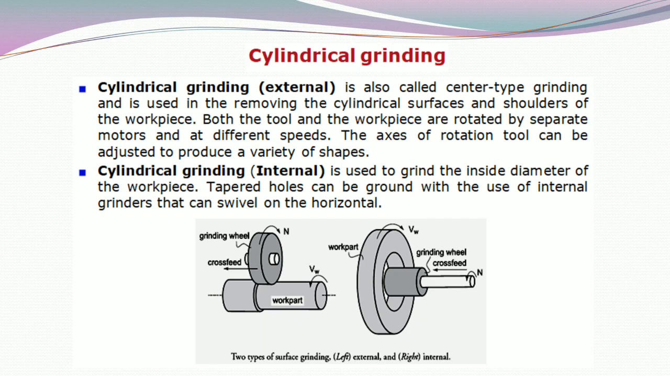There is a figure, two types of cylindrical grinding. The first one, or the left one, is external. See here, there is a grinding wheel and crossfeed and the work part also. And the right one, or the next one, is internal cylindrical grinding, mainly to grind the inside diameter of the workpiece. You can see here in the figure, the crossfeed is inside, work part and grinding wheel.